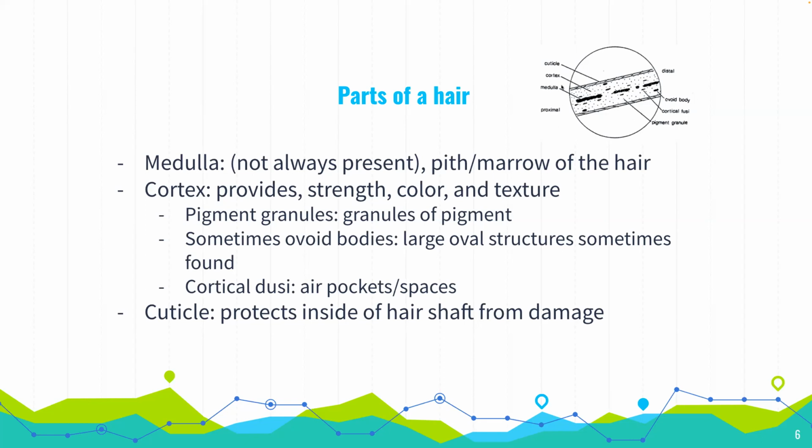And what pigment granules are, by the name, are granules of pigment. Ovoid bodies are large oval structures. They're not always there, but a lot of times they are. And then this last thing, also misspelled, cortical foci, which are little air pockets in the hair. And then lastly, there is the cuticle. What the cuticle does is that it protects the hair from damage.